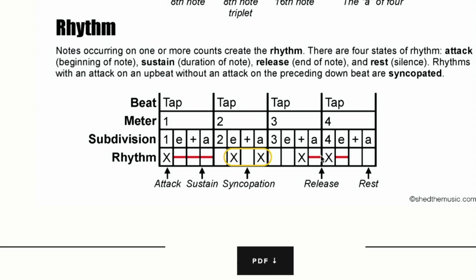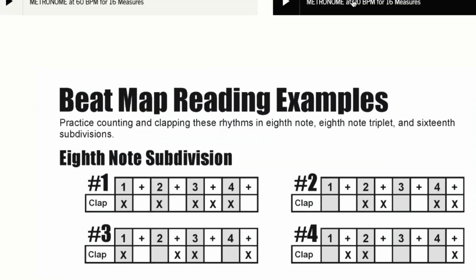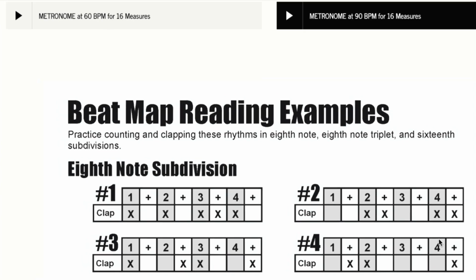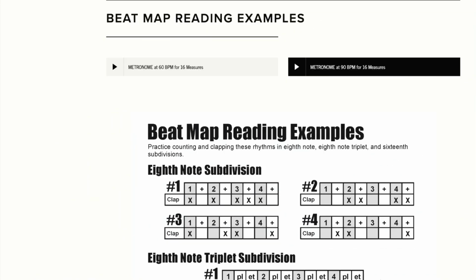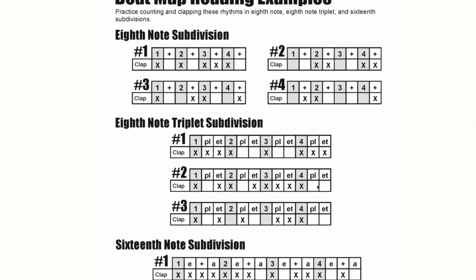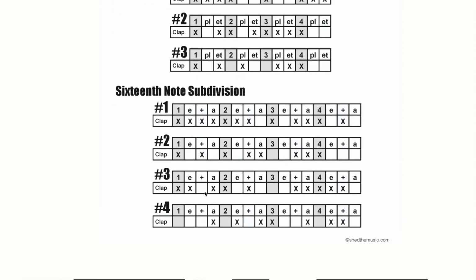What we need to do is practice doing some rhythms using beat map notation. What I have here on this sheet, and this is actually going to be your assignment, there are 4 examples in 8th note subdivision, 3 examples in 8th note triplet, and then 4 examples in 16th note subdivision.